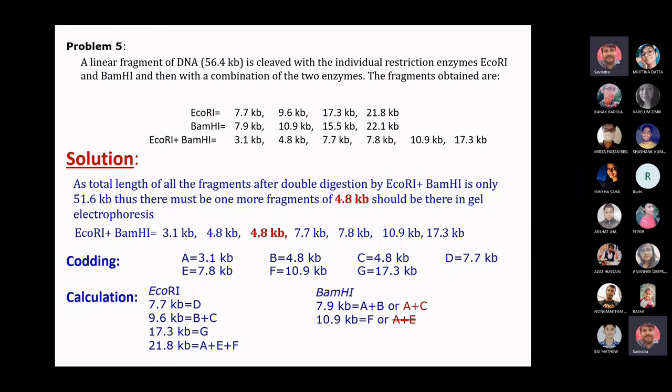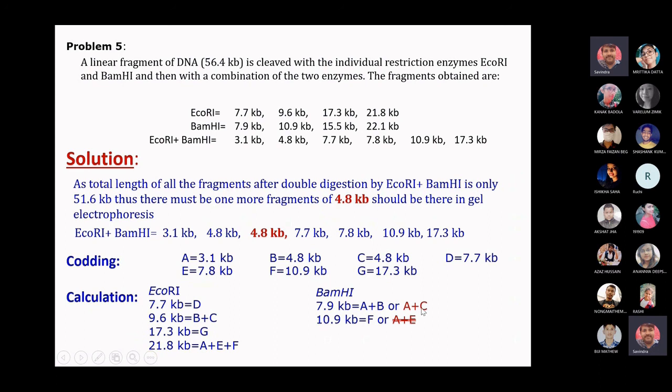For 10.9 kb, it may be F or it may be A plus C. Yes or no? Yes, sir. But we have already used the A fragment while making the 7.9. Whether we are taking A plus B or A plus C, A cannot be reused to get the fragment of 10.9 kb. अगर A 7.9 वाले fragment में आ गया है तो 10.9 वाले में वो नहीं आएगा. So that's why I have struck it out.